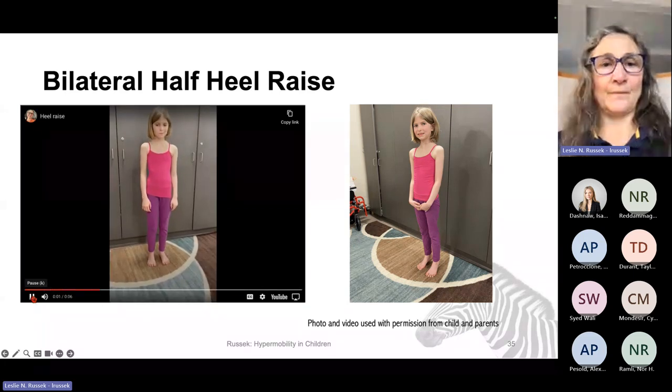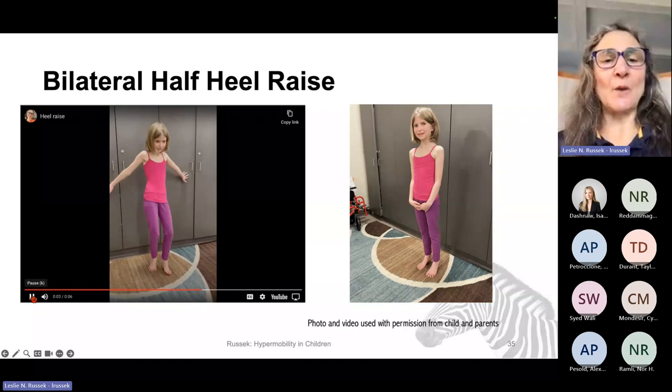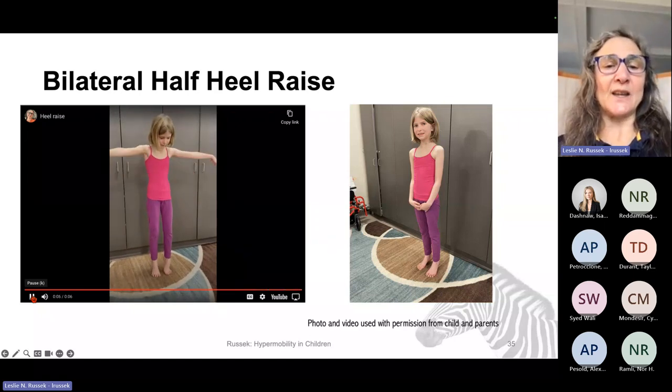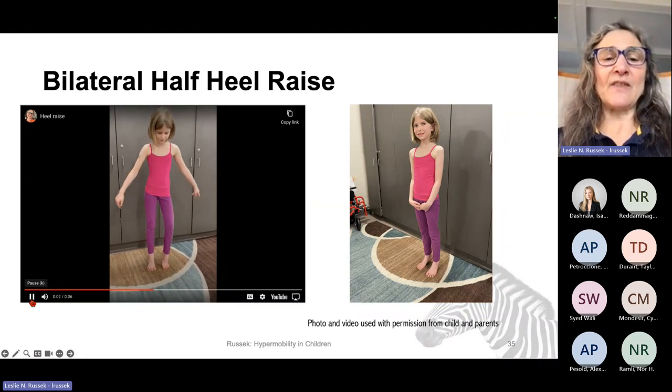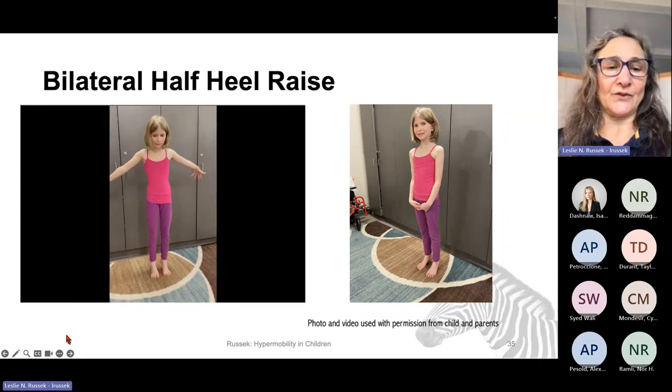Onto your toes. So they'll wobble around. They won't be able to hold their position. The ankles will go into excessive hyperextension, hanging on the ankles.